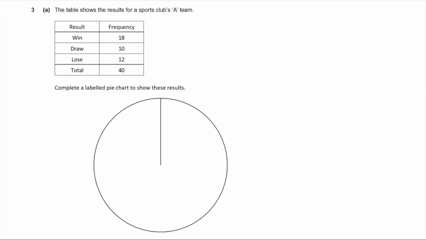Question 3a. The table shows the results for sports club's A team. So I've got the results, which are either a win, draw, and loss, and the number of times that occurred. And I now need to complete and label a pie chart to show these results. Okay, so these are out of 40, but pie charts are out of 360. So when you're drawing the pie chart, the first thing you need to do is work out what the ratio is really between those two numbers.